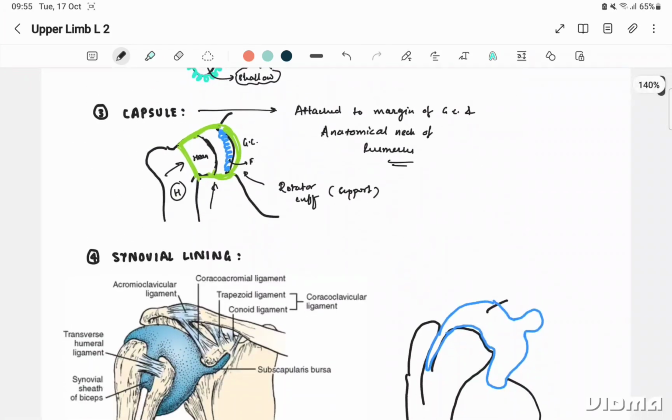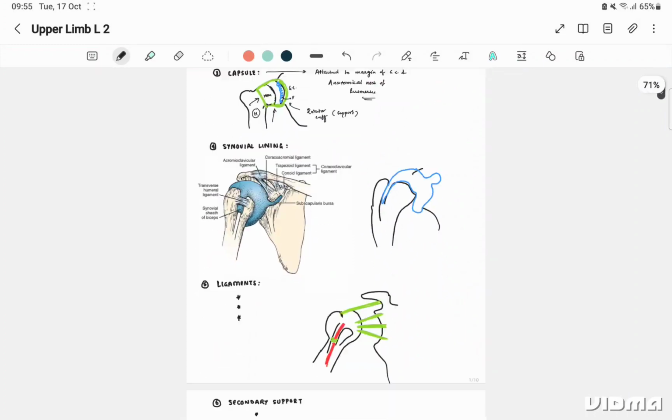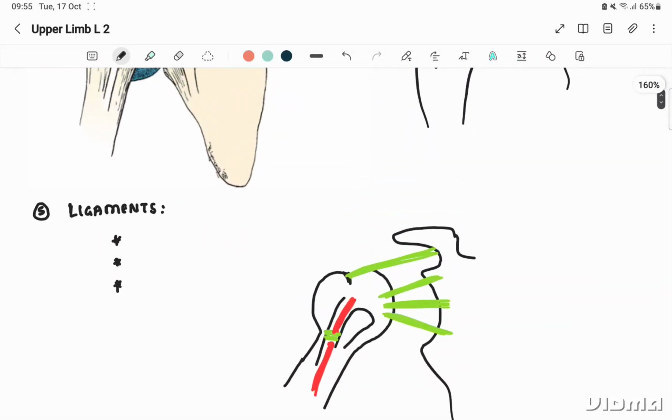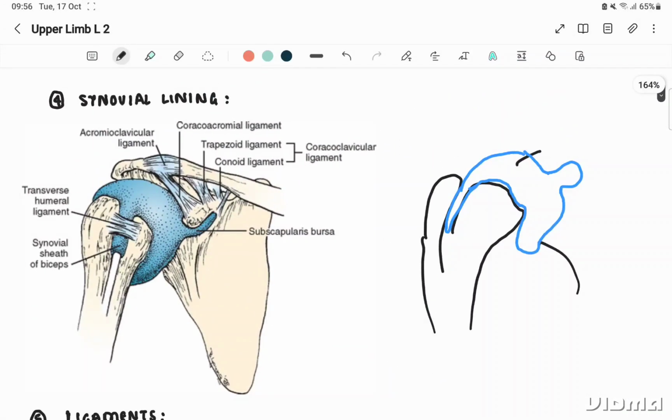Then we have the synovial lining of the joint. Every joint has its synovial lining. So shoulder joint has the synovial lining. So synovial lining lines the inner surface of capsule except on the articular surfaces. Okay. The synovial lining is absent on articular surfaces, but lines the capsule from inside. Okay, the inner surface.